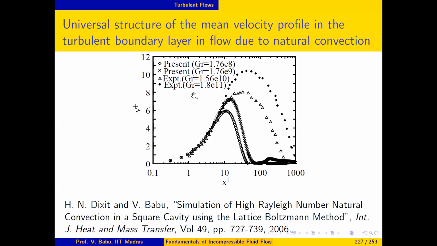Now, in 2006, a Lattice Boltzmann numerical simulation by my MS student Harish Dixit corroborated, for two values of Grashof numbers, 1.76E8 and 1.76E9, the existence of this universal structure in the natural convection case, and extended the region of validity of this universal structure. So it's quite interesting to see in this case that experiments showed the existence of such a universal structure first, and later ab initio numerical calculations were able to confirm this existence and also extend the range of validity of these structures.